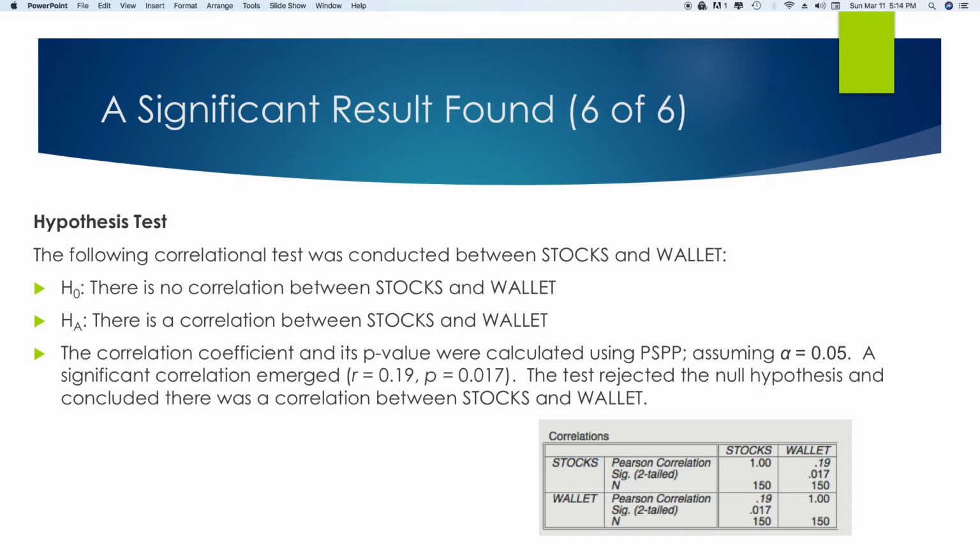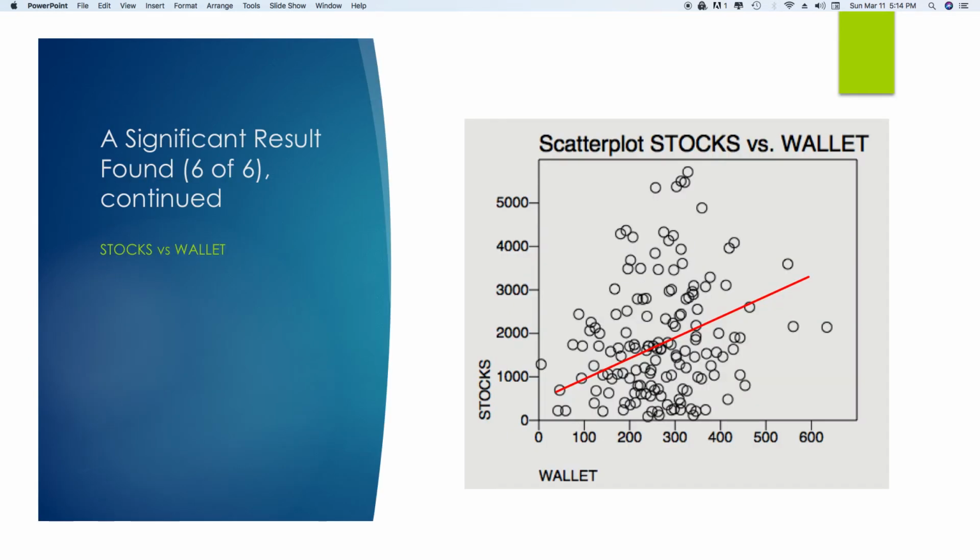And that's our output in PSPP. And once again, graphically, this is the scatter plot of stocks versus wallet. They're a bit more scattered, but we can see that the best fit line does indicate an upward sloping line. So R equals 0.19, which is slightly sloping upward, and we can see the best fit line there.